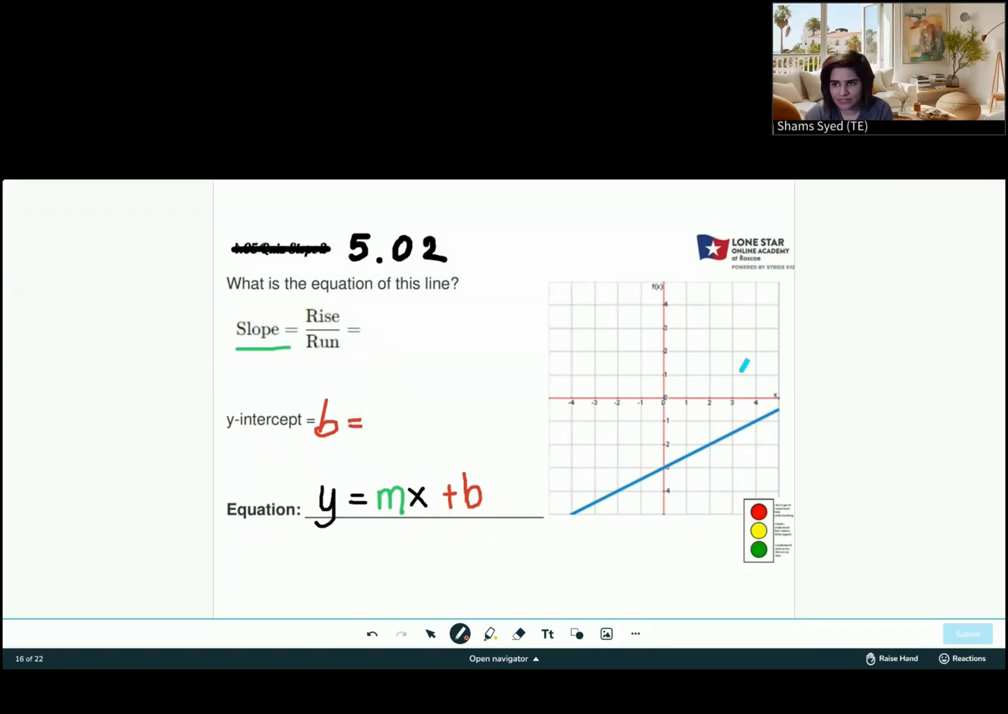Everybody go mark your b. Notice the b is going to be where the graph is going to cross the y-axis. Put a red dot for the y-intercept, the b.